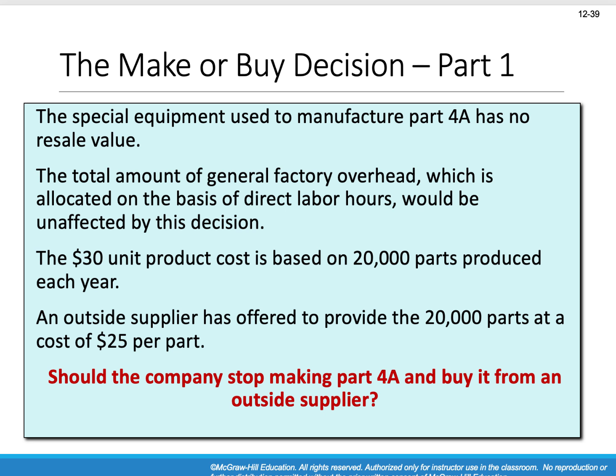produced each year. An outside supplier comes to us and says, hey, we can provide you with the 20,000 parts that you need, and it's only going to cost you $25 a part. So we have a decision to make. Should we stop making this part 4A and buy it from the outside supplier? Well, in order to do this, we need to do a make or buy decision. So we're going to do some differential analysis. We're going to calculate the cost to make it versus the cost to outsource it or buy it.